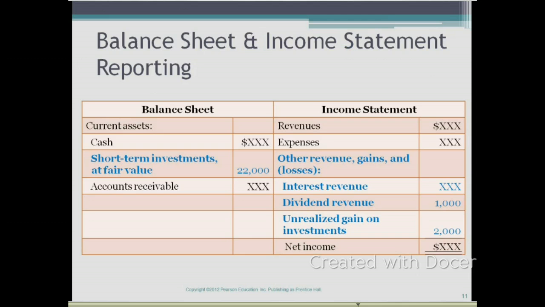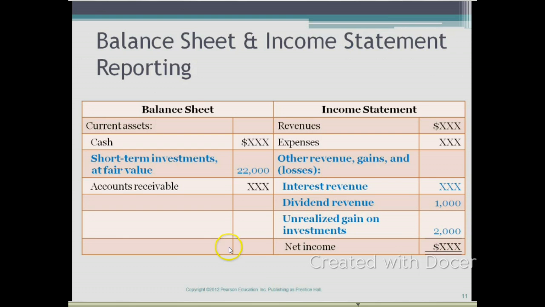So now we said your short-term investment is shown at the fair market value in your balance sheet. The ending balance of our short-term investment was $22,000, and that will be shown in your current assets. See how cash is shown first, and then short-term investments at fair value, and then accounts receivable.